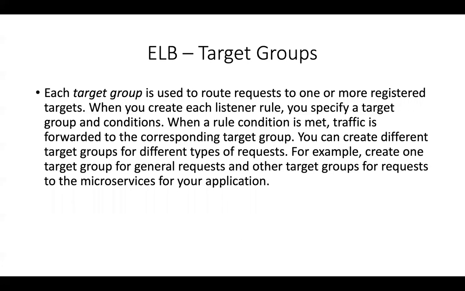You can have EC2 instances that are dedicated towards the product service. You can have EC2 instances dedicated towards the order service. You can have EC2 instances dedicated towards the review service, and so on. So you can logically isolate these EC2 instances for that particular service as target groups. You can have one target group for the product service, one target group for the review service, one target group for the order service, and so on.